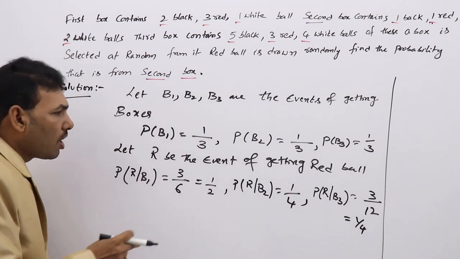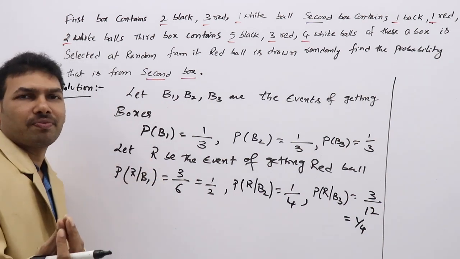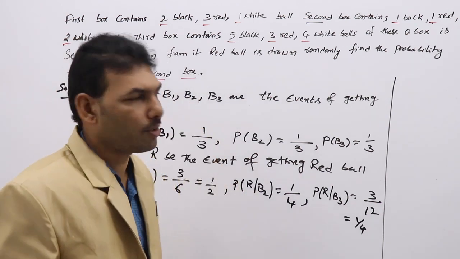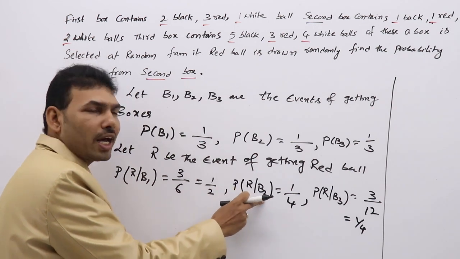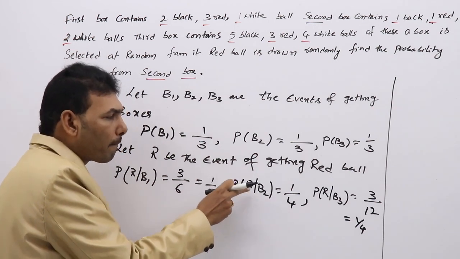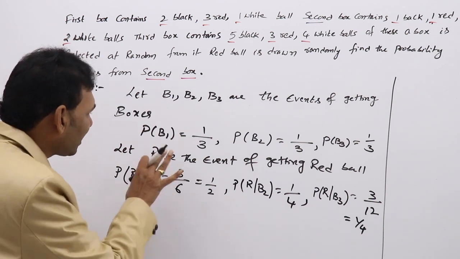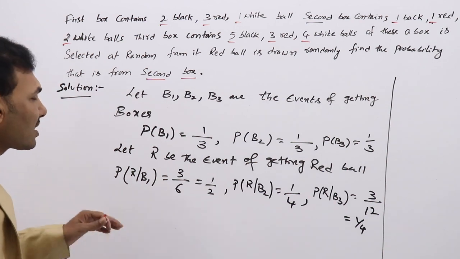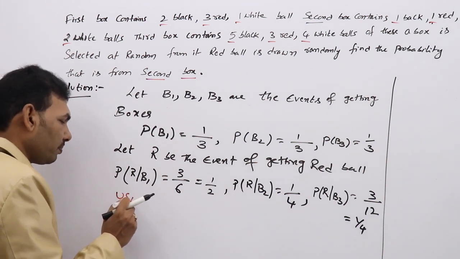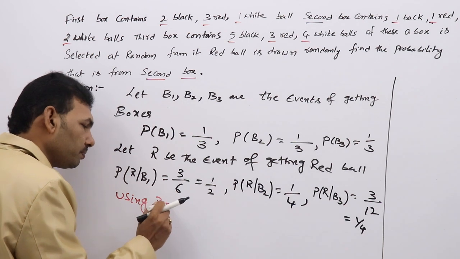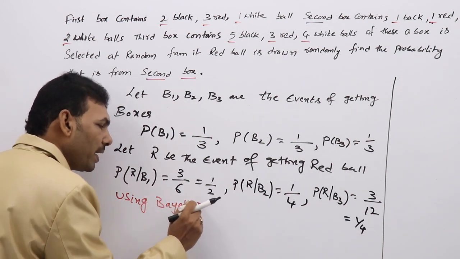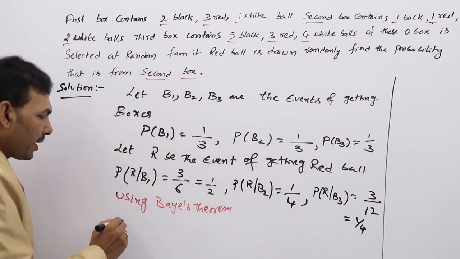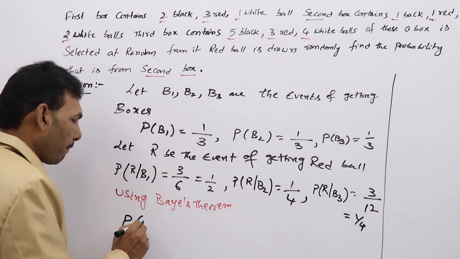So here a red ball is selected first. We need to find the probability of getting that red ball from the second box. That means the reverse: we know R given B2, and we now need B2 given R. Whenever we have this kind of information, we apply Bayes theorem. Using Bayes theorem, I am going to write the probability of B2 given R.